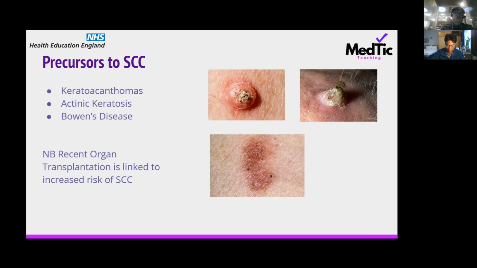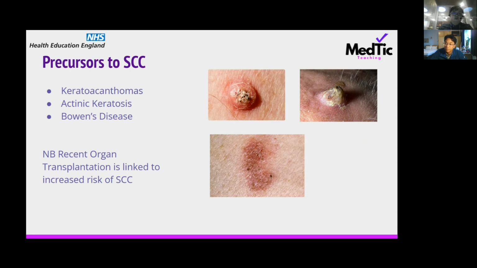So you have keratoacanthomas, which is the top left, actinic keratosis, which will be covered in the next slide, and the one on the top right is a keratin horn as well. Bowen's disease is used extensively in the literature, but it basically means a very superficial squamous cell carcinoma that hasn't infiltrated past the epidermis yet. And another thing to note is that people who have undergone a recent organ transplantation are more at risk of developing an SCC.